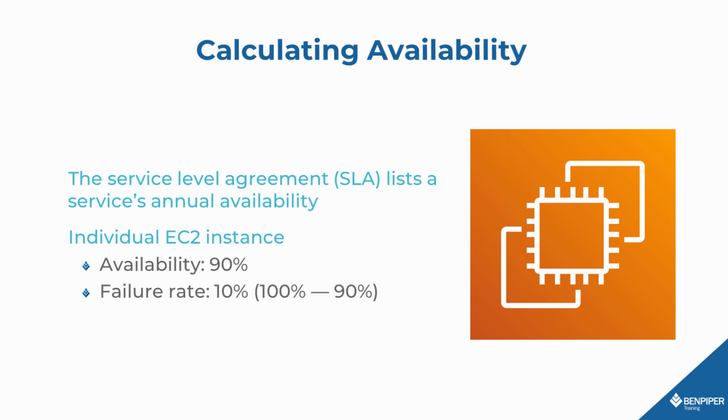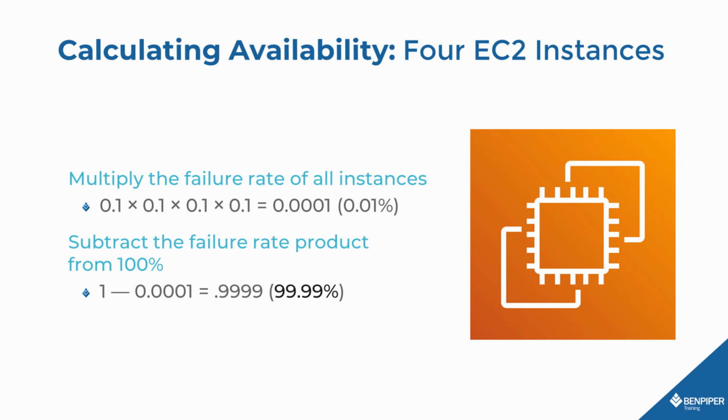Now, remember that reliability is the ability of an application to avoid and recover from failures. We know that any given EC2 instance could be down for as much as 10% of the year, and we cannot change that. That is just not under our control. But we have 4 redundant EC2 instances. So to figure the total availability for the instances, all you have to do is multiply the failure rates together and subtract them from 100.